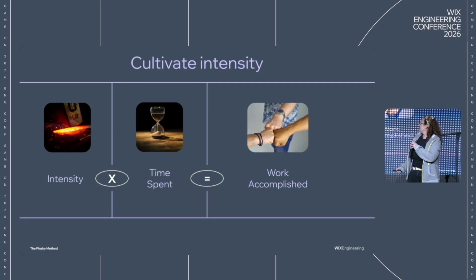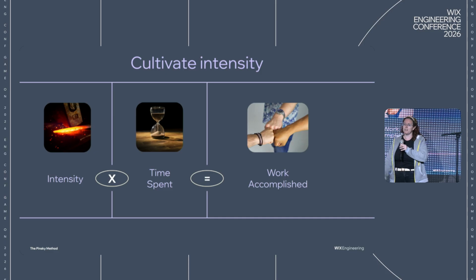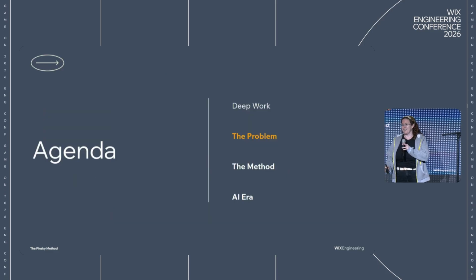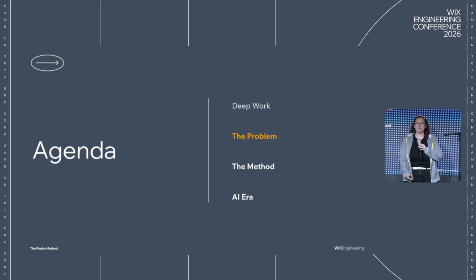Okay, and what he's saying is that the amount of work we accomplish is the time we spend times the intensity of work. And since we don't want to work more than 14 hours a day, then what we really want to do is increase the intensity of our work. Okay, so we understand what deep work is.